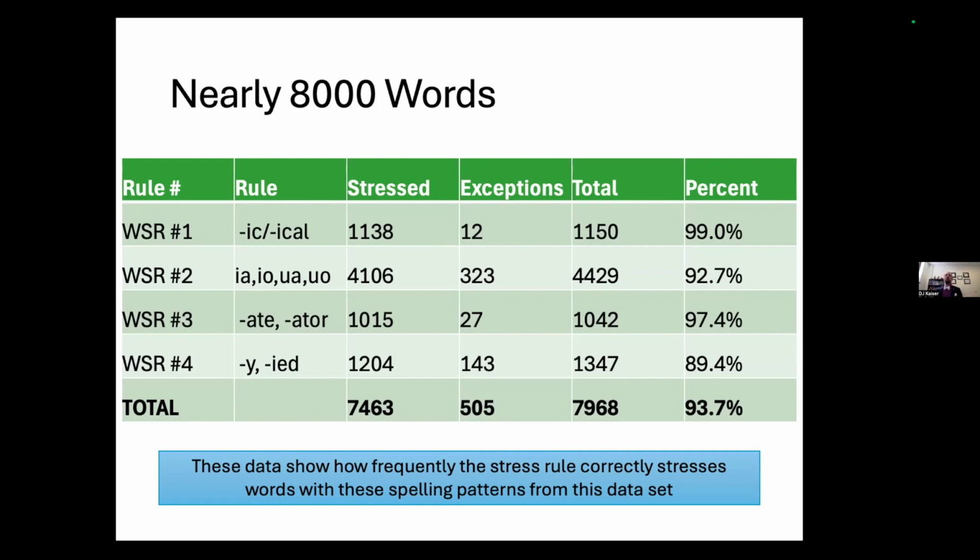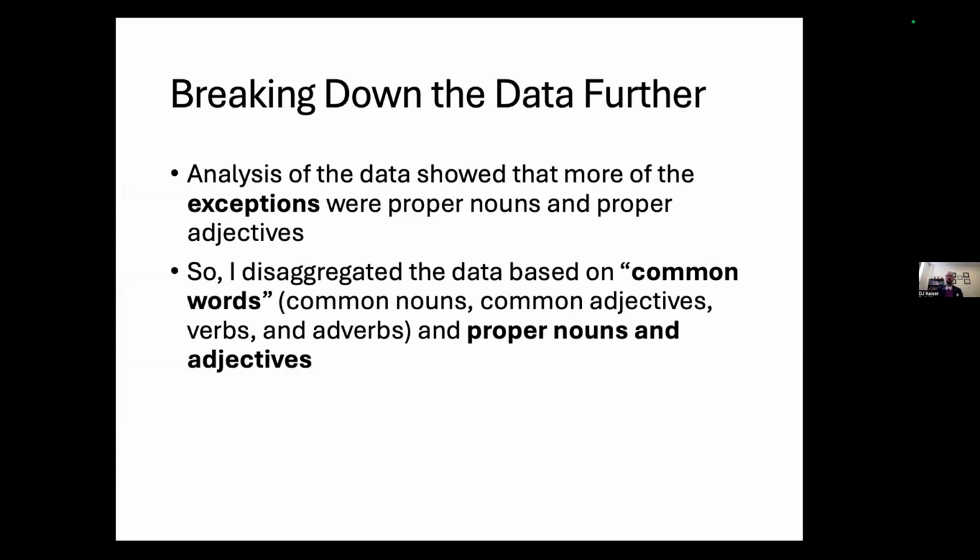And certain rules would work more. Word stress rule number 1 and number 3, those have a higher percentage. And word stress rule number 4 has a lower percentage. So then I decided to look at the data and break it down a bit more. As I was looking at those that fit the rule and those that didn't fit the rule, I found that more of the exceptions were proper nouns and proper adjectives. So I went back through all the data and marked them for common and for proper. And then I was disaggregating those and looked at the data again.